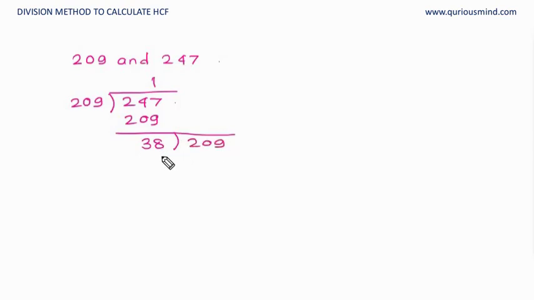Now if you get a remainder, then this divisor will become the dividend. What we have done is, since we got a remainder, we shifted this divisor as a dividend, and now we are going to divide 209 by 38. You can easily see somewhere around 5 times, so 38 5s are 190 and the remainder is 19. Still we got a remainder, so we'll shift the divisor as dividend.